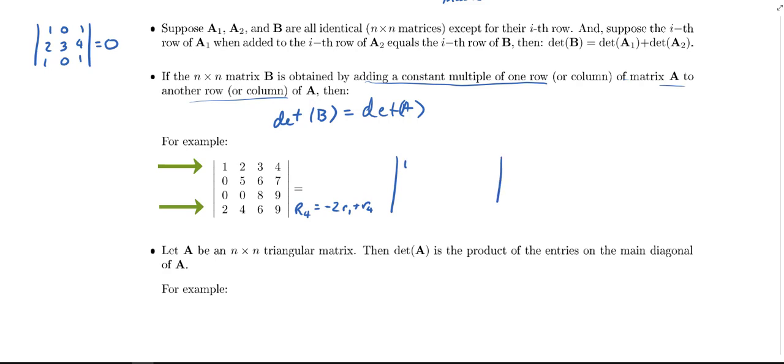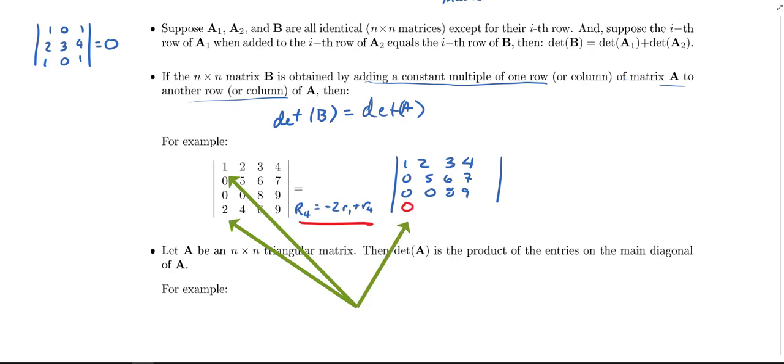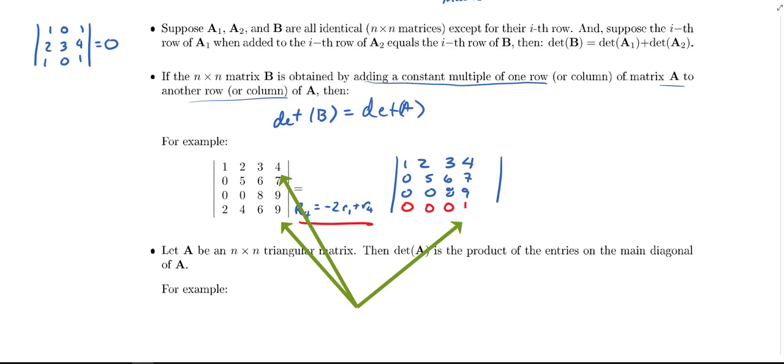The first part stays identical. We have 1, 2, 3, 4, 0, 5, 6, 7, 0, 0, 8, 9, and then I'm obtaining this new row 4 through this linear combination. When I multiply -2 by 1, that gives me -2. Add there gives me 0. If I multiply -2 to this 2, that gives me -4. Add to this gives me 0. -2 times 3 gives me -6. Add to that 6 gives me 0. And then -2 times 4 added to this 9 gives me a 1. And so what we're saying here is that these two matrices have the same determinant.